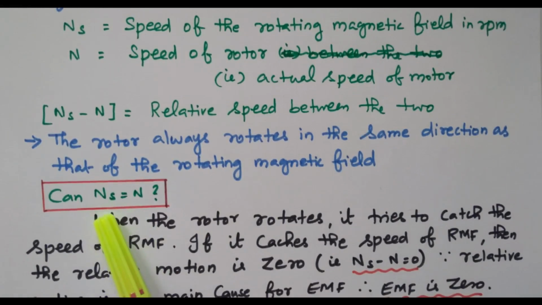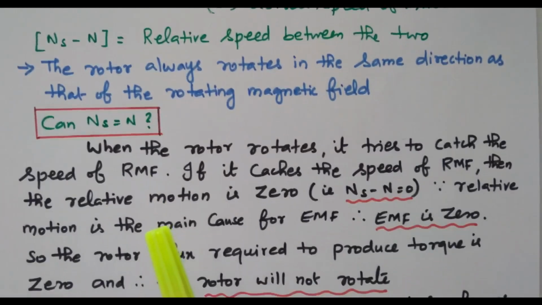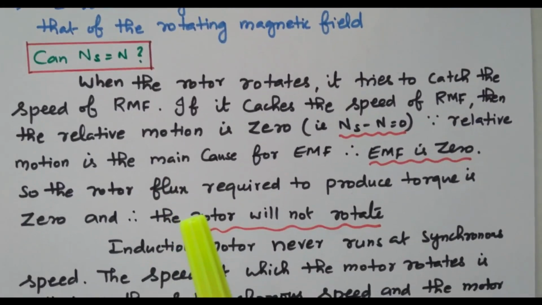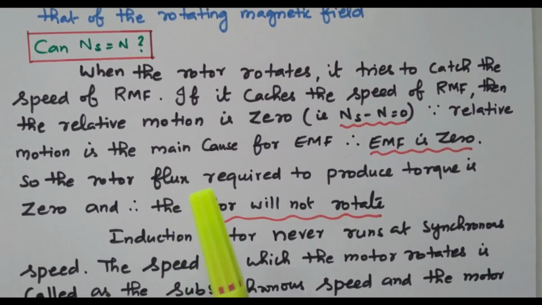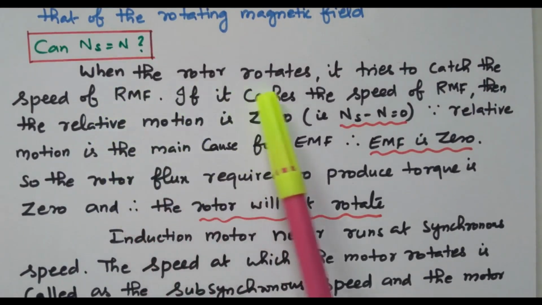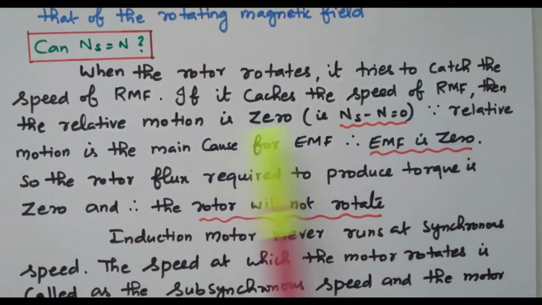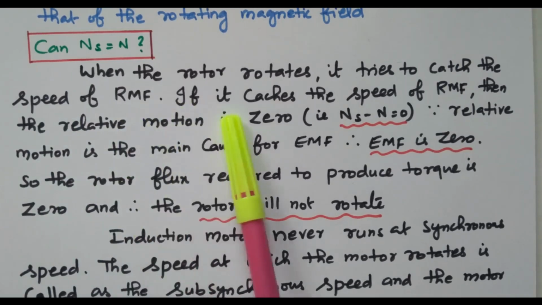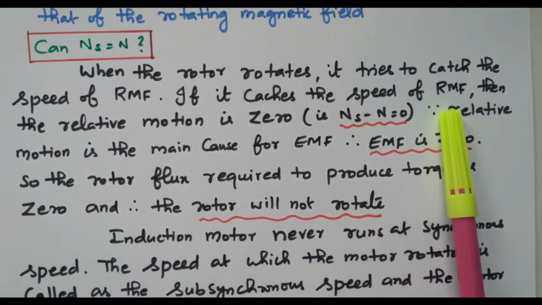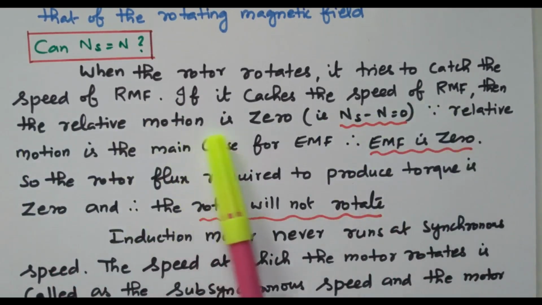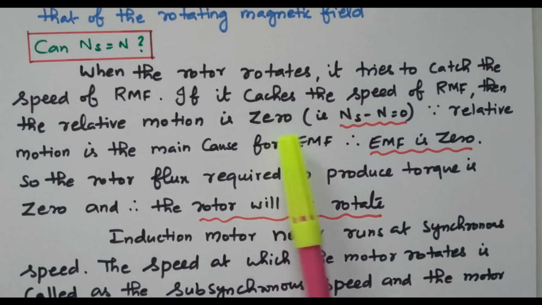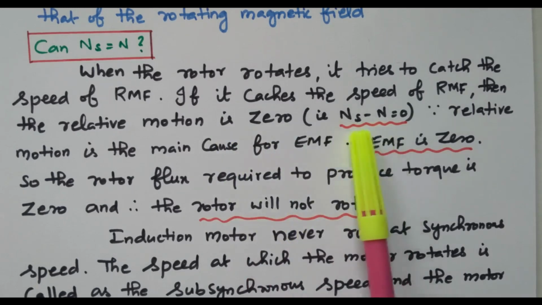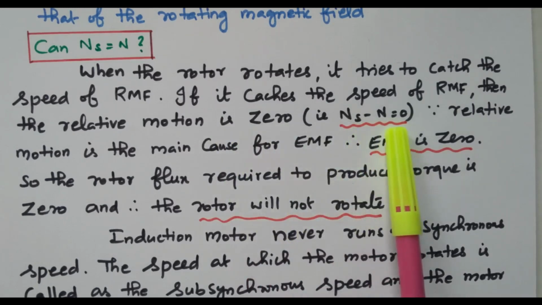Ns is the synchronous speed and N is the actual speed. If both are equal, is it possible to have the synchronous speed and the speed of the rotor be the same? When the rotor rotates, it tries to catch the speed of the rotating magnetic field. If it catches the speed of the rotating magnetic field, then the relative motion is 0. That is Ns minus N. Both are equal, so it becomes 0.